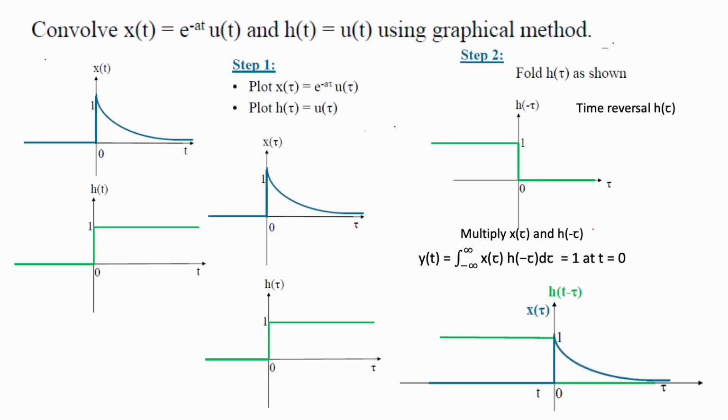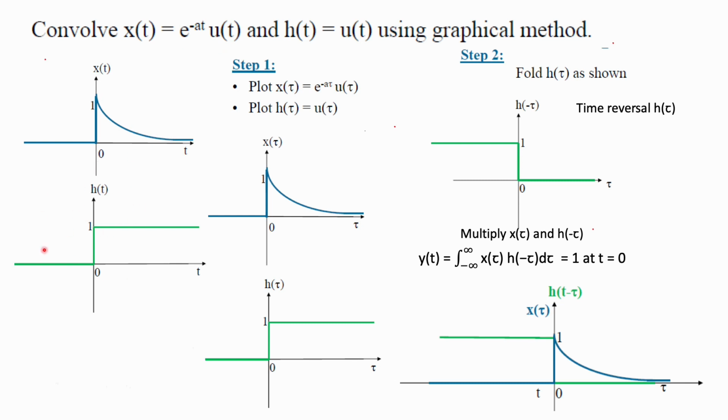Now we can see problem number 1. Convolve x of t equal to e power minus at u of t and h of t equal to u of t using the graphical method. Graphical method is nothing but we have to draw graphically. You take the first signal, x of t equal to e power minus at u of t. You draw the exponential signal, everyone knows it. At t equal to 0, the amplitude becomes 1. You will get the signal like this.